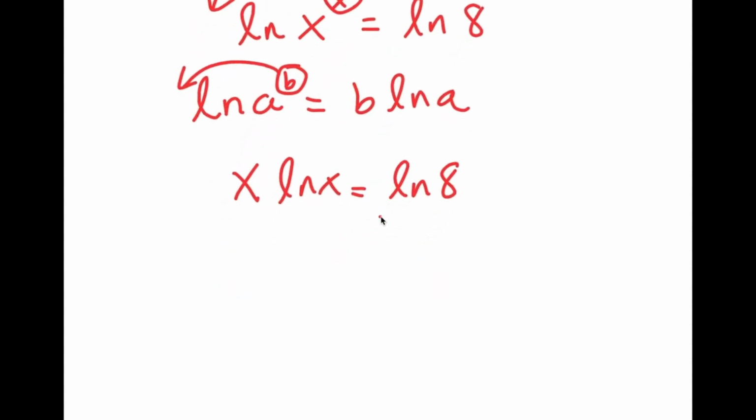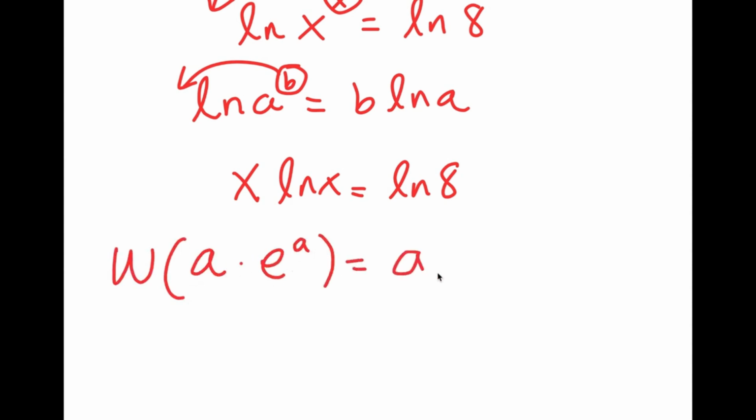Now from here, I'm going to use another formula that states that if I have something in the form w of a times e to the power of a, this is equal to a. And this is something known as the Lambert W formula. So if I take the w of something in the form a times e to the power of a, it's going to equal a.